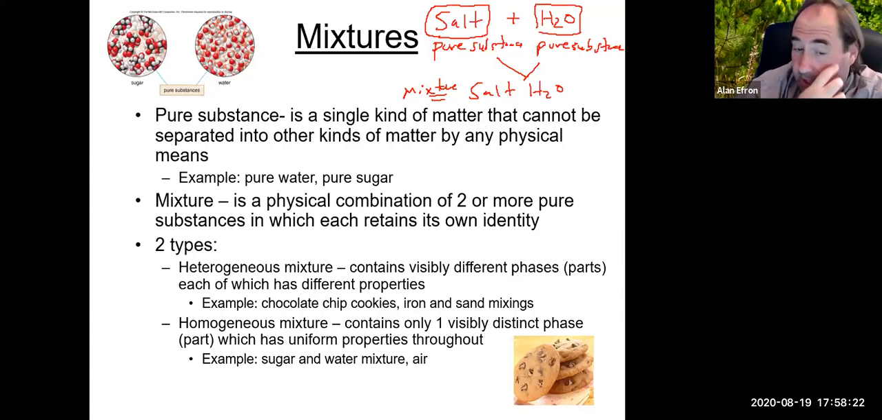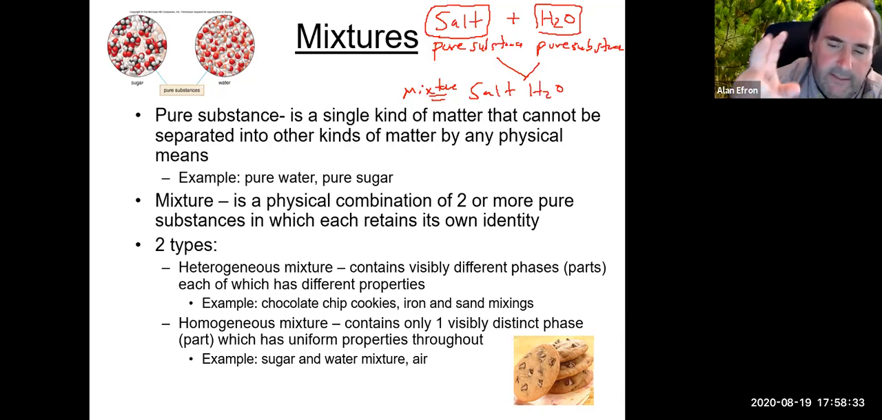So for example, chocolate chip cookies. After you mix everything together, you bake it, all that good stuff, you can still clearly see the chocolate chips, if you made a correct chocolate chip cookie, by the way. You can still see the chocolate chips in that cookie with your naked eye, you can see different layers that are there as well.